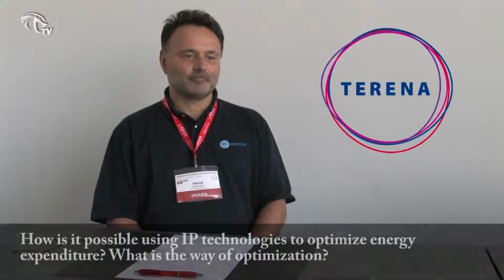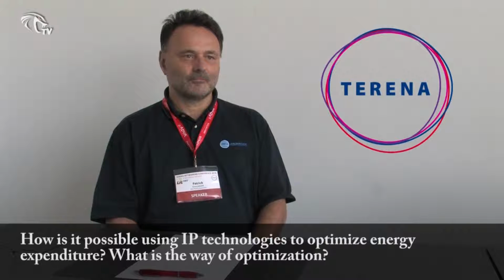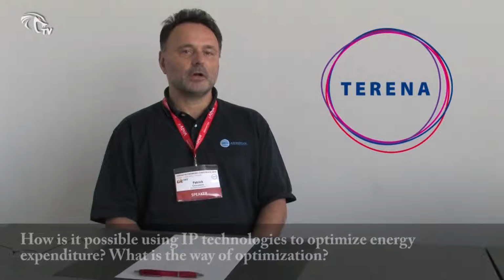And how is it possible using IP technologies to optimize energy expenditure? What is the way of optimization? Okay, so if you want to optimize anything, first you need to measure. You need to know exactly what your power consumption is. So what we are proposing is to connect the IP sensor on your electricity panel. So now that means you can get information about your power consumption in real time.